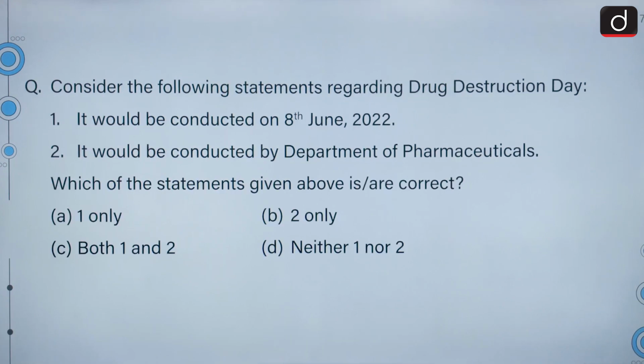Consider the following statements regarding Drug Destruction Day. It would be conducted on 8th June 2022. Would be conducted by Department of Pharmaceuticals. Only the first statement is correct. A is the correct answer.